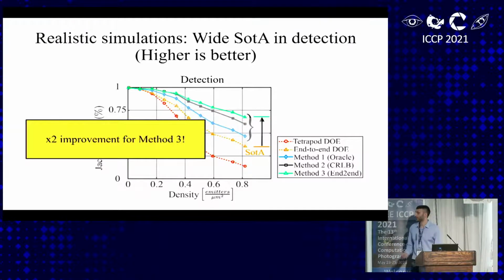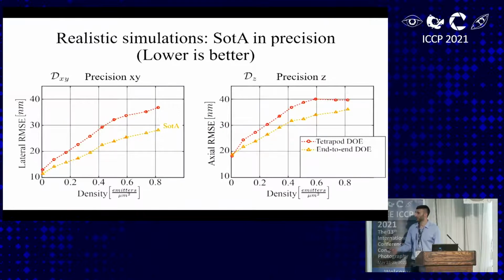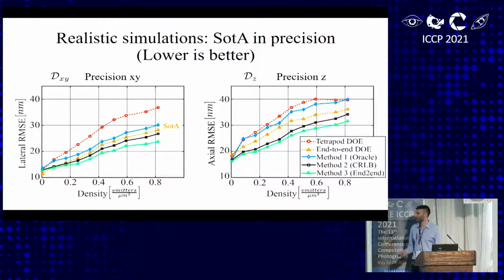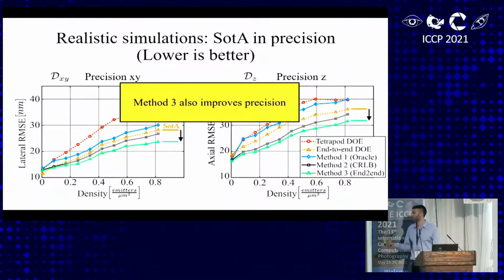As for precision, and this is the current state of the art, and in here actually we measure precision by RMSE laterally and axially. And in this case, you would like your RMSE to be lower, because this means more accurate. And this is the result for our 3 methods, and as you can see, method 2 and method 3 improve the results, where again, method 3 is the leading approach.